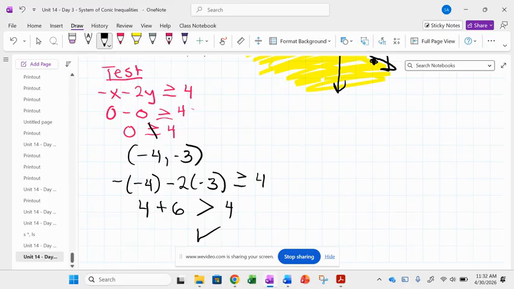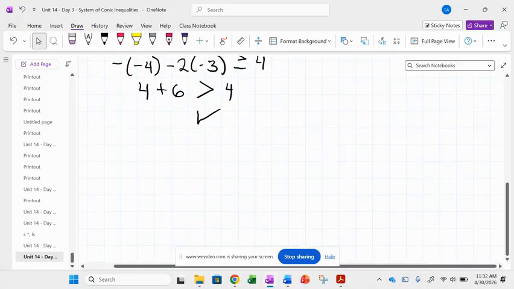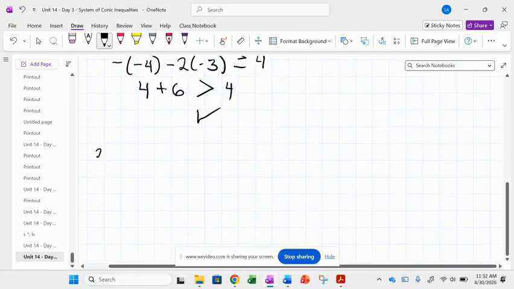Okay, so now today, we're going to step it up a little bit. We're going to do systems of inequalities with other conics that aren't just lines. But before we do that, I'm going to have you do one more problem on your own.